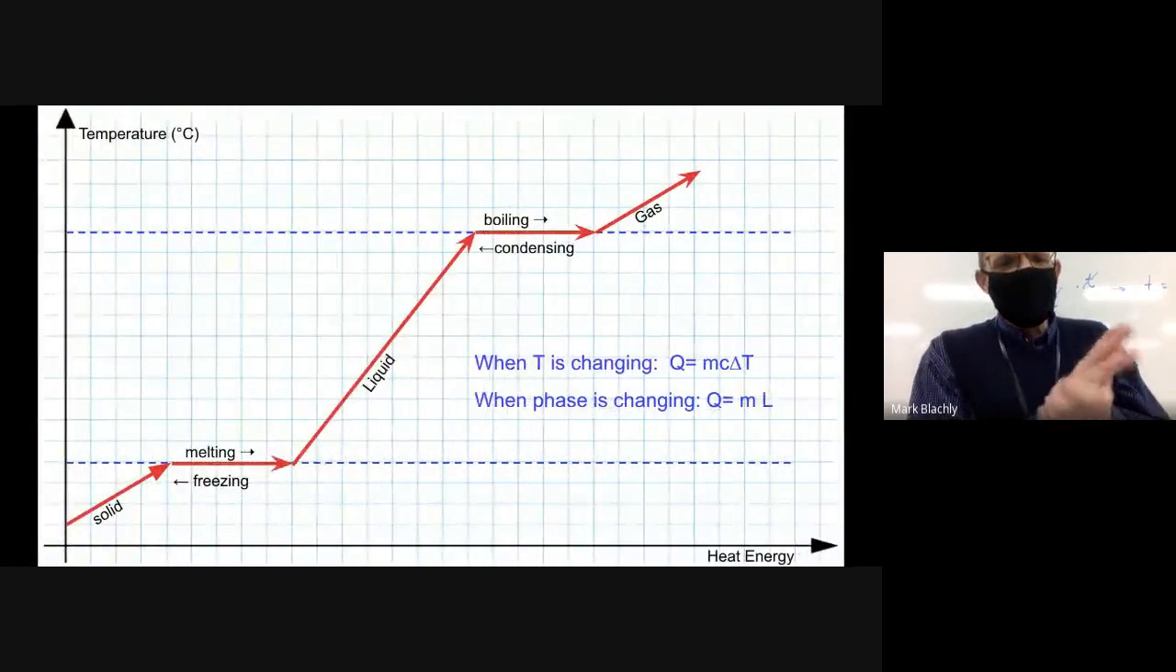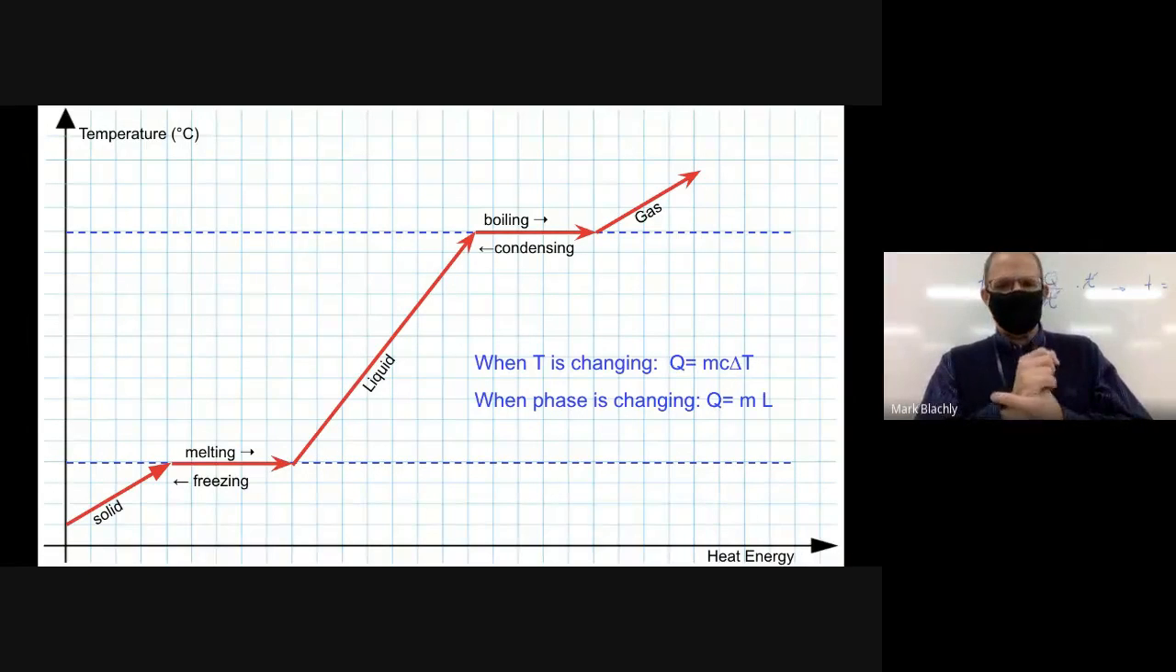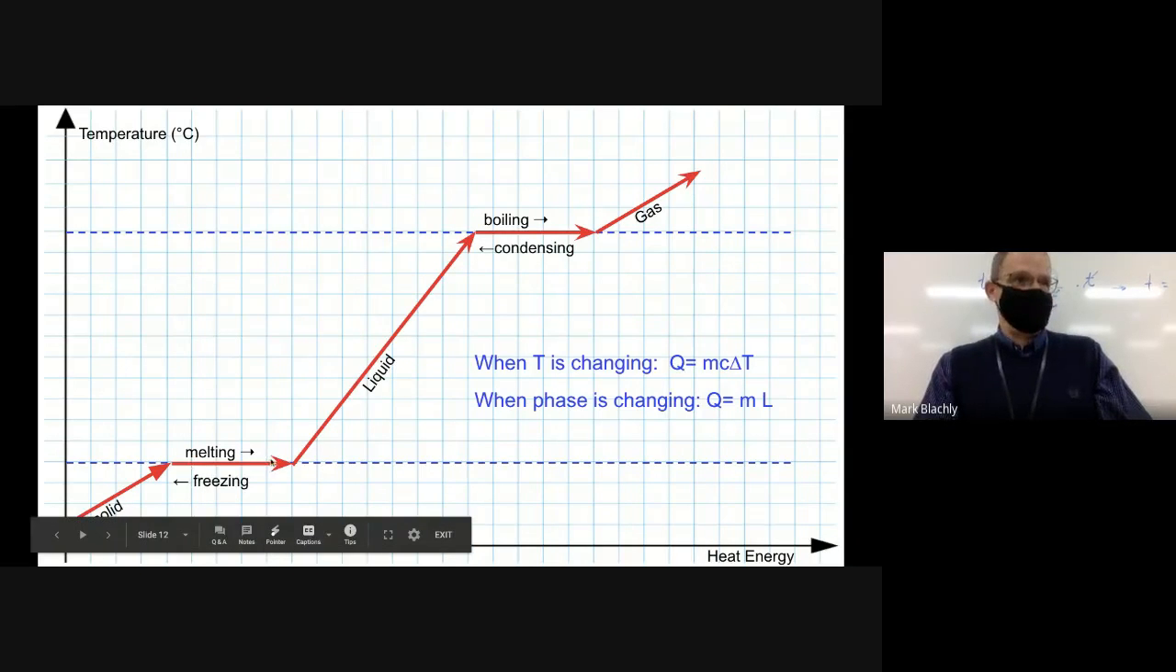All right, so here's the big graph. This summarizes everything in the unit. We've already talked about the fact that when the temperature is changing, the amount of heat is MC delta T. What we are going to add is what happens when we're changing phase.